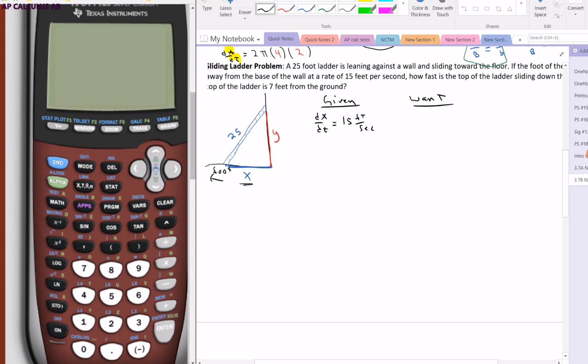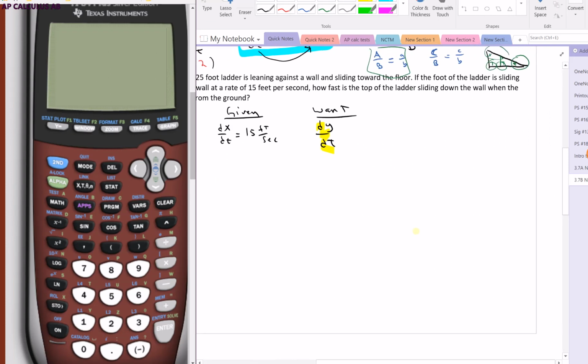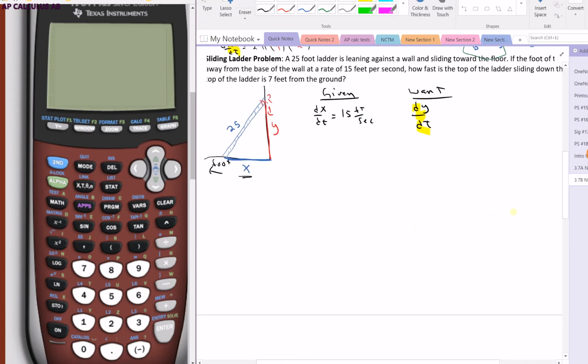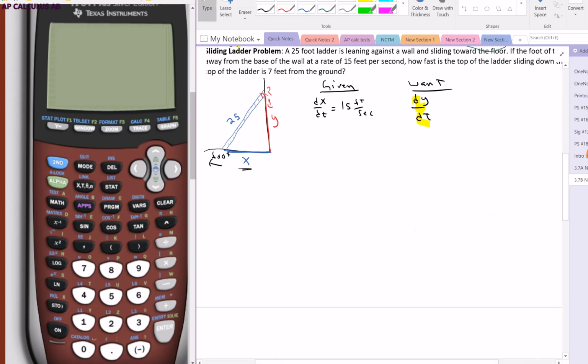We want to know how fast is the top of the ladder changing. So we want to know dy dt, right? That's what we want. The top of the ladder is here. It's moving down. We want to know how fast it's changing. You can expect that this value is going to be negative when we get it because it's going down, right? So how fast is it going down the wall when the top of the ladder is 7 feet from the ground? So at the snapshot moment where we want it, y is 7, right?